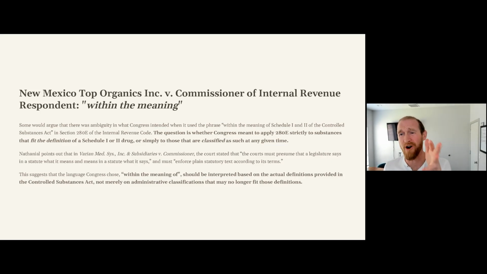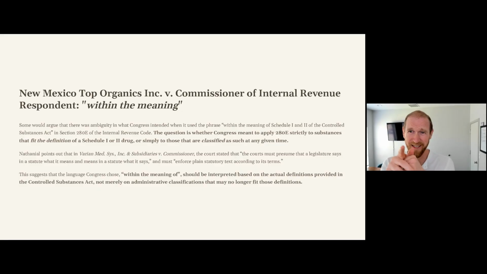Okay, so what are the arguments? What about "within the meaning"? Why are we saying this, besides the fact that it clearly states "within the meaning"? First of all, there's some debate on what Congress meant by "within the meaning", and maybe they meant "listed on". Nathaniel is saying that. Other people are saying, well, Congress meant "classified as", obviously. And then he's like, but no.